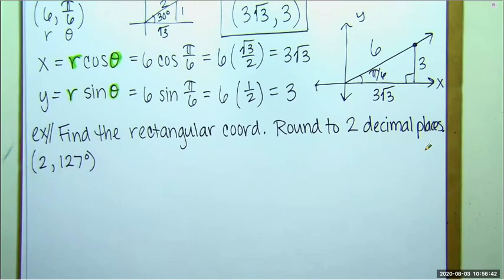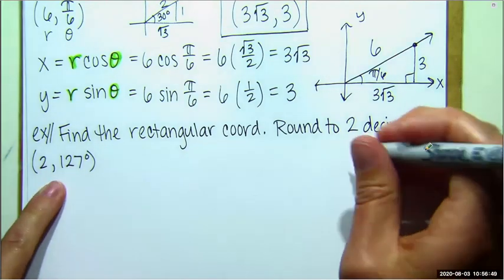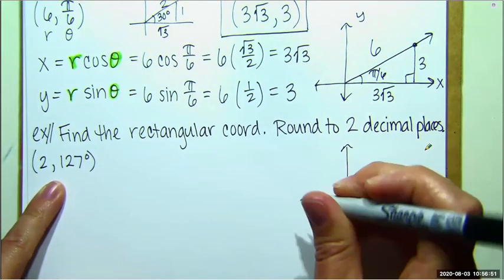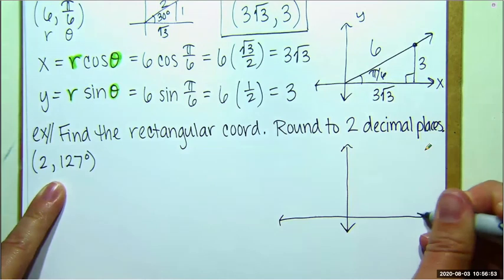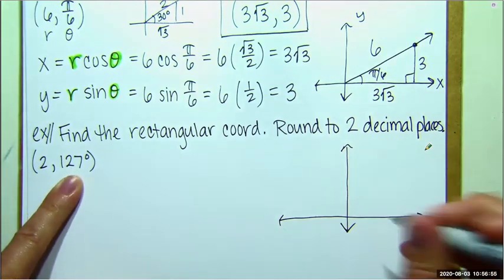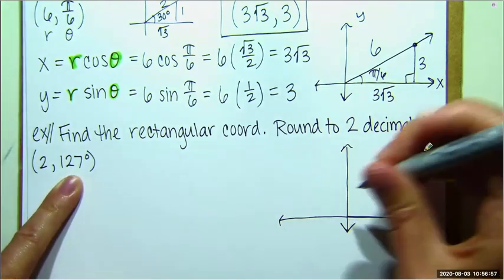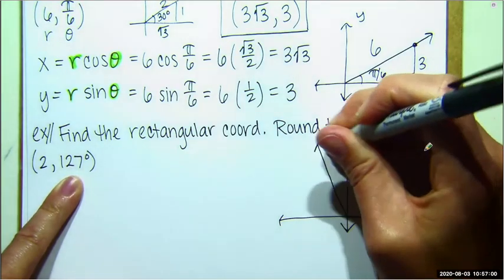Okay, let's do this one backwards. I'll draw the picture first. You're welcome to draw the picture first or second. Here, I'll draw it first just so we can check that we're on the right track. So 127 degrees, let's draw that in. We know that is in our second quadrant here, something like this.